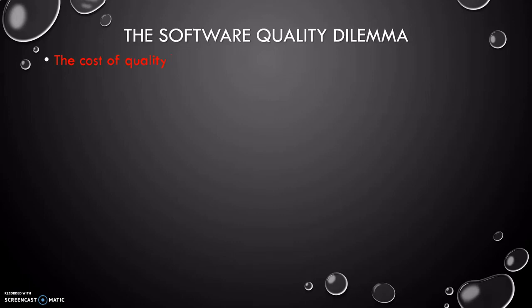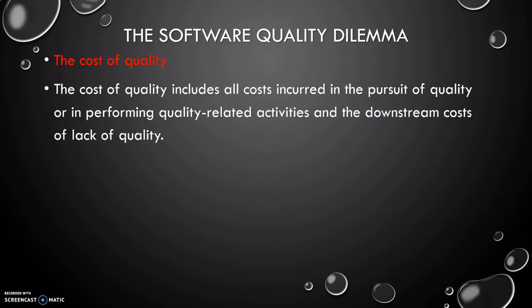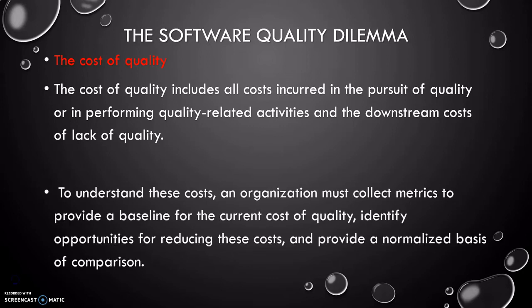The next software quality dilemma is the cost of quality. Cost of quality includes all costs incurred in the pursuit of quality or in performing quality related activities, and the downstream costs of lack of quality. To understand these costs, an organization must collect metrics to provide a baseline for the current cost of quality, identify opportunities for reducing these costs, and provide a normalized basis of comparison.